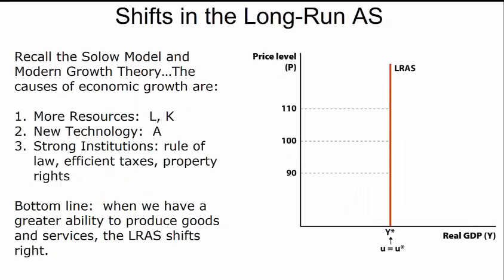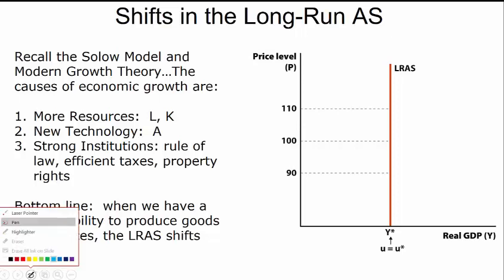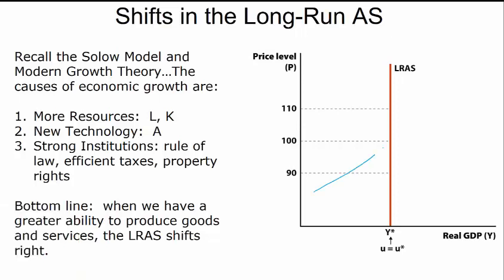Okay? Now remember, in the Solow growth model that we covered, we learned that economic growth is caused by changes in resources, changes in technology, and then strong institutions. Okay? So when that happens, I want you to be aware of what this graph does. Okay? Let me put it back in a long-run equilibrium.